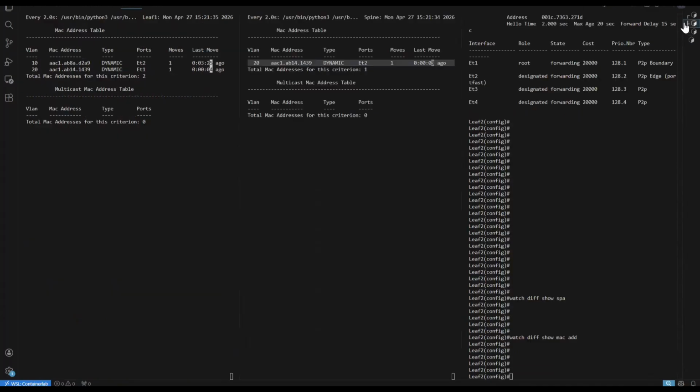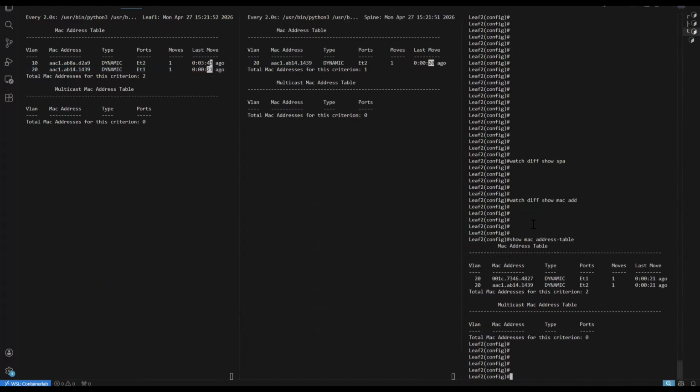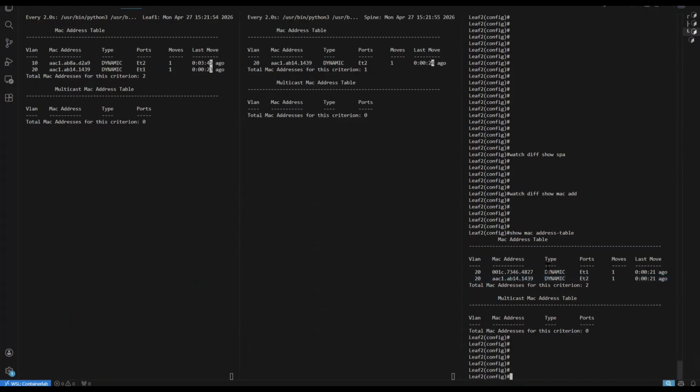Now let me go here, and I can see that right now it is receiving this from Ethernet 2, and the spine is receiving it from Ethernet 1. Show MAC address table. Right now it is actually going through leaf 2, through ET2 and ET1. The MAC address ending 46 is the spine's MAC address, and 1439 is the leaf's MAC address.